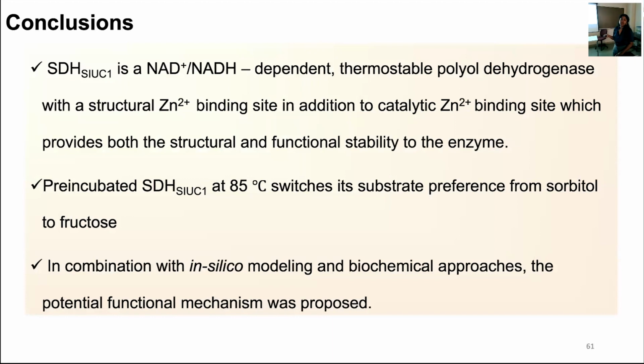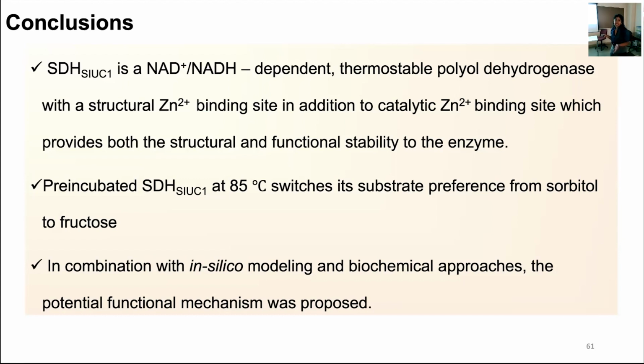And here I have the conclusions of this study. The first one is that STH-SiUC1 is an NAD+/NADH dependent dehydrogenase. It's a thermostable enzyme with two sites, a structural zinc binding site as well as a catalytic zinc binding site. And these two sites provide both functional as well as structural stability for the enzyme.